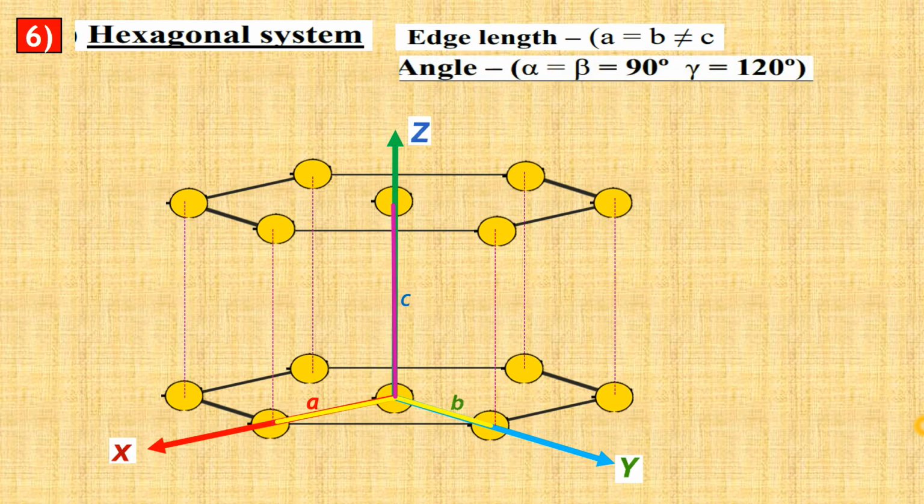Now the angle. What is the angle? Alpha and beta angles are always 90 degrees, but gamma is 120 degrees. Here you can see alpha is always between which edges? B and C. In between B and C, you can see the angle is 90. And beta is in between the A and C edge lengths, and here the angle is 90 degrees. So alpha and beta are both 90, but gamma here is an obtuse angle, and the angle is 120 degrees.